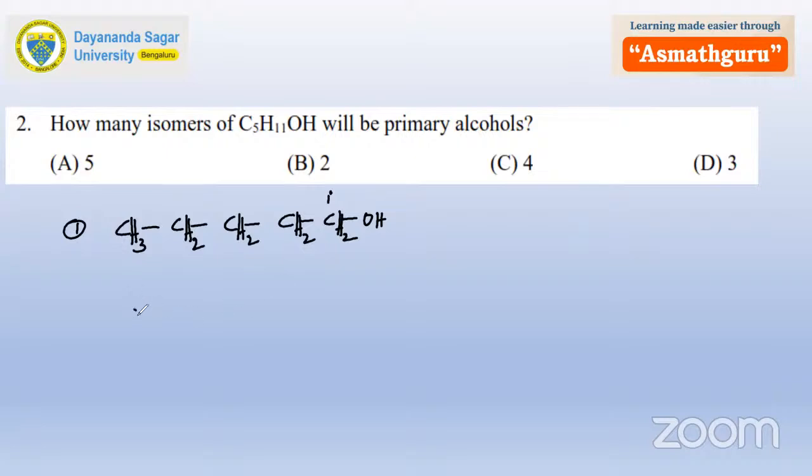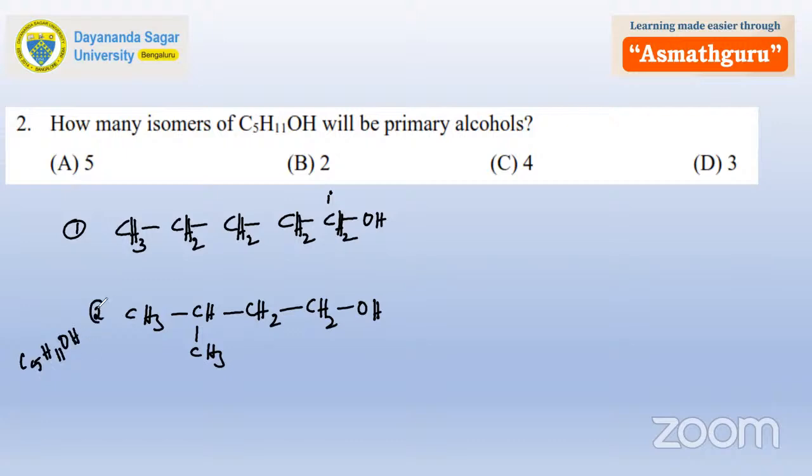Let us write one more structure. CH3, CH, CH3, CH2. How many carbons? 4 is over, sir. 5, OH. Yes, you check it out. It is also having the molecular formula C5H11OH. So second isomer. And this is again a primary carbon. Again, this is a primary alcohol.